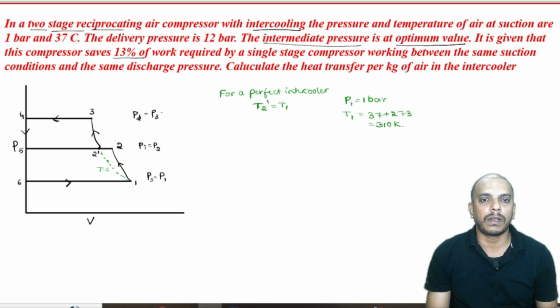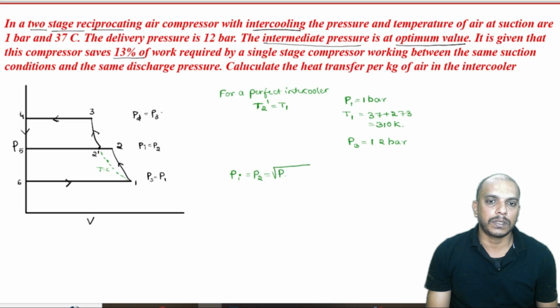The delivery pressure is 12 bar. So, delivery pressure according to our diagram is P3 is equal to 12 bar. Now, do not worry about the numbering. Different books may number it differently, like they may start this as 2 dash as 3, 4 and 5 and 6. It does not matter, as long as you understand the cycle, it is okay. So, delivery pressure according to our cycle is 12 bar. The intermediate pressure is at optimum value, that is very important. We had this derivation. So, intermediate pressure or P2 is equal to square root of the suction pressure multiplied by delivery pressure. This derivation we have done. So, P2 can be found out by this technique.